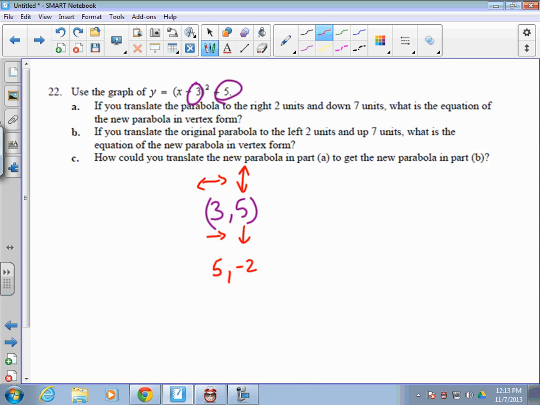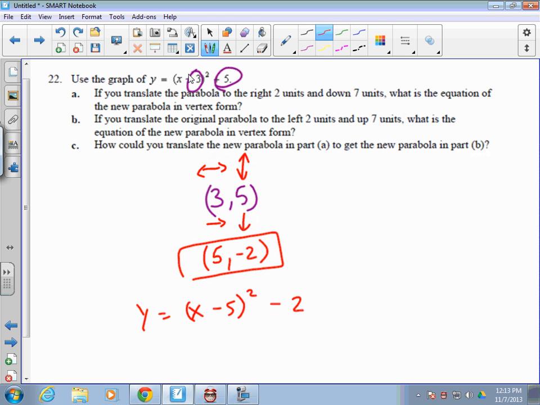So what is the equation of the new parabola in vertex form? Just like a second ago, y equals (x minus 5) squared minus 2, because you use those values for x and y. It says if you translate the original one again, left 2 units and up 7 units, you take that same 3, 5 that we got a second ago, and now go left 2 units, so that one's going to be 1, and up 7 units, so that one's going to be 12. So that's your new vertex. Your new equation is going to say y equals (x minus 1) squared plus 12.